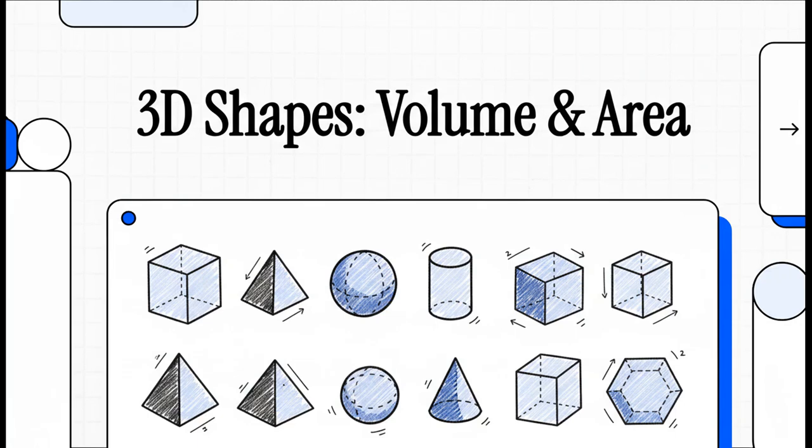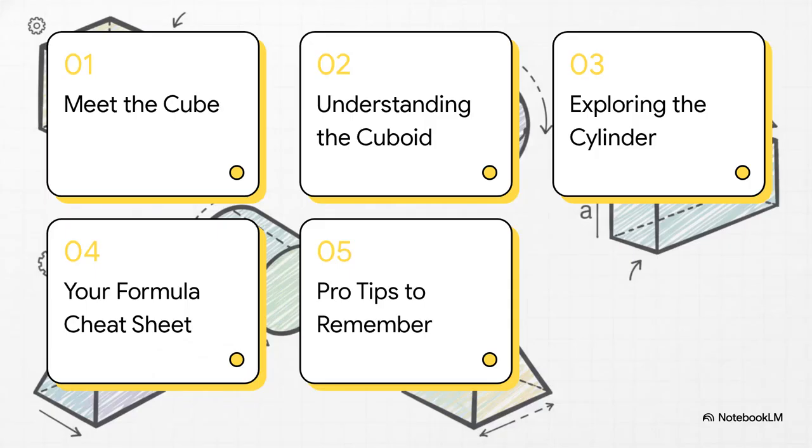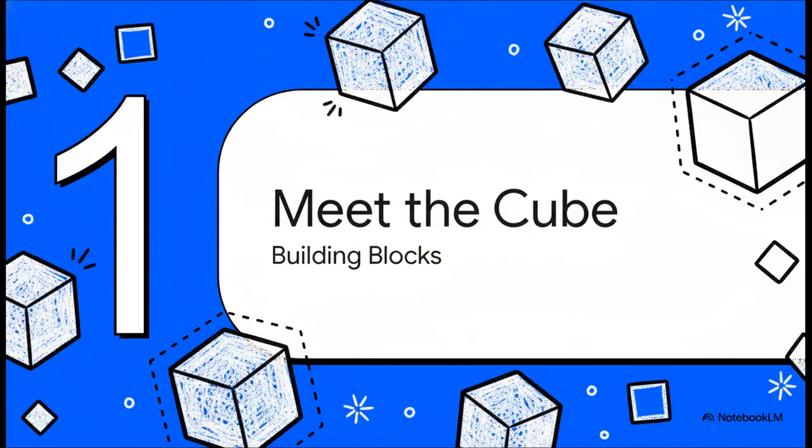Today, we're going to absolutely master the 3D shapes you see every single day. So here's how we're going to break it down. We'll kick things off with the cube, then get to know the cuboid and explore the cylinder. After that, I've got a handy formula cheat sheet for you, and we'll wrap up with some pro tips to keep in mind. All right, let's dive right in.